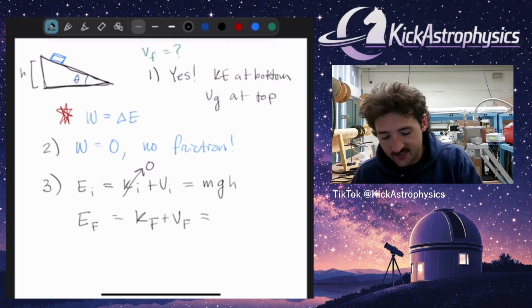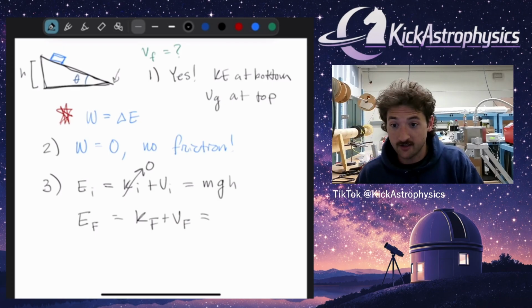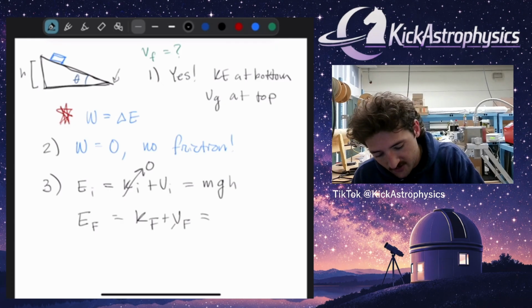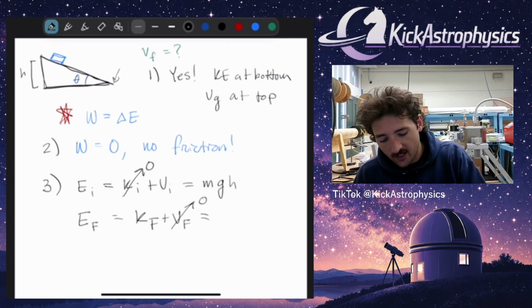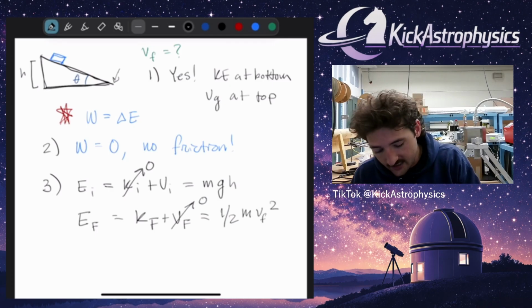Well, at the bottom of the slope, when we're here, what's our potential energy? It's nothing, right? Because the height is 0. We have no gravitational potential energy, so this will be 0. And we'll just be left with the kinetic term of 1/2 m, I'll call it v final squared. And now we can set up our equation, right? Work is equal to 0. So let me write everything out.